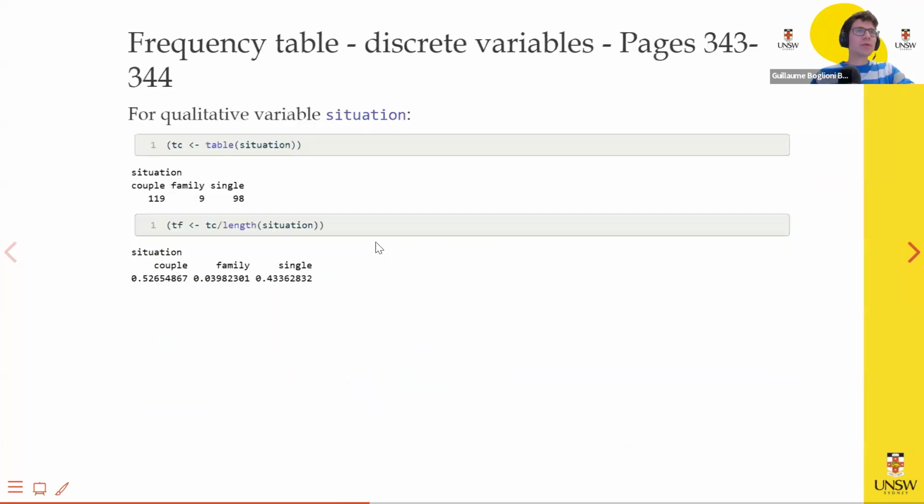However, maybe it's a bit more useful that you can then use table on 2 variables and get a table in 2 dimensions. Here, by the way, this is just getting the percentages, right? So if you grab your table that here is called TC and you divide it by length, well, length of situation is just the number of people in this data set. If you divide those numbers by length, you get proportions, right? 52 and a bit are couple, only 4% are family, and so on.